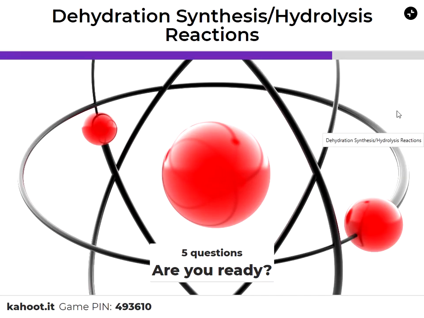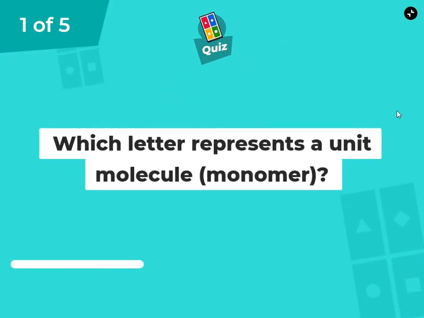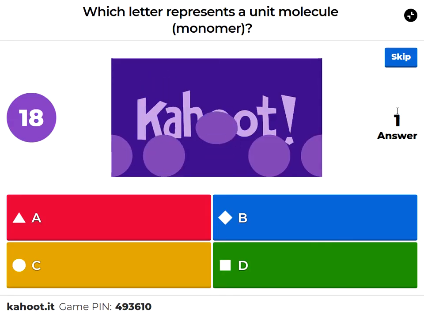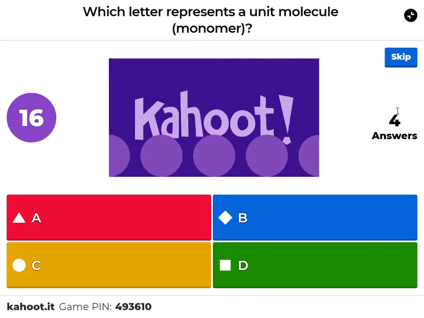5 questions. Again, these are the same 5 questions you see on page 16 of your course outline. So check out the picture that you have in your outline so you can answer these. First question, which letter in that picture represents a unit molecule? Or unit molecules really would be a better question, because there's several of them.